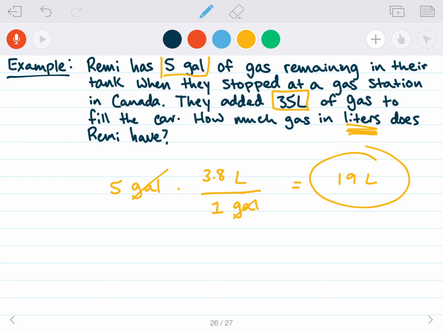All right? So that's what 5 gallons is, okay? That's not our final answer. We have 5 gallons in the tank, and we want to add to it the 35 liters that we just put in. So our total answer is going to be 19 plus 35, which is going to be 54 liters. That is our final answer there.